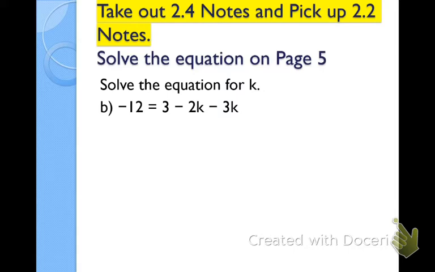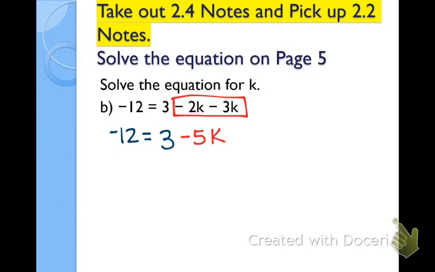So when we look at this problem, we want to solve for k. What is the first thing that we need to do? We'll need to combine like terms. So we'll drop down the other two, the minus 12 and the 3. When we combine minus 2, minus 3, what does that make? Negative 5.